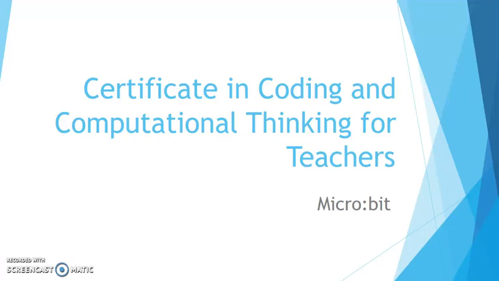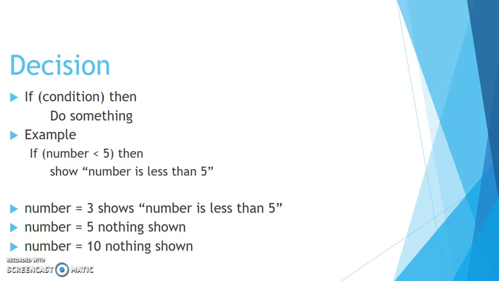So in this screencast, we're going to look at decisions in microbit. So we're looking at the if-then statement. When we're looking at a decision, we have if a condition, then do something. So we have to construct a condition that will either evaluate true or false. If the condition is true, then we will do something. Otherwise, we will do nothing.